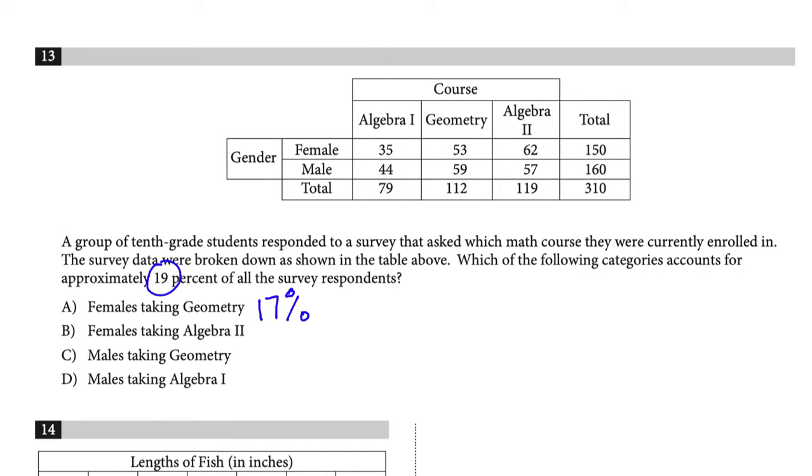All right. Quiet raised hand. Females taking Algebra 2. How many females are taking Algebra 2? Sergio. 62. There it is. Make sure you know how to find that. It's females taking Algebra 2. Now we're going to divide 62 by 310 again because that's the total. What is 62 divided by 310?